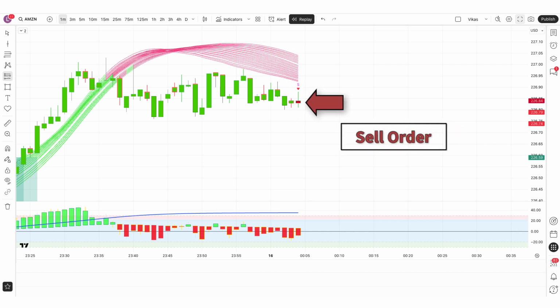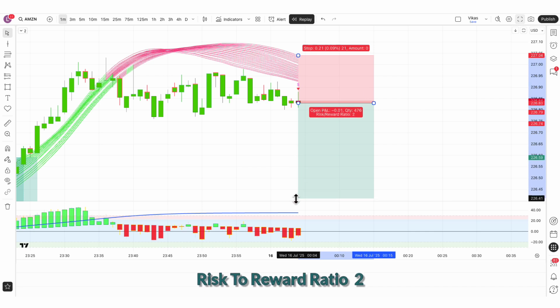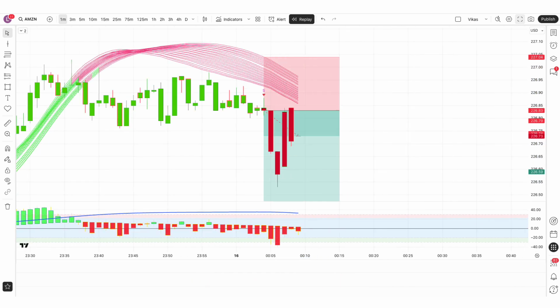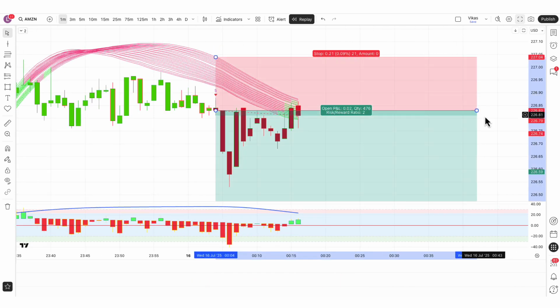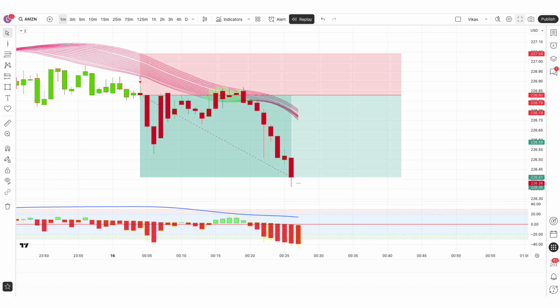If this condition is fulfilled, then we will place a sell order. Our stop loss is to be placed at the previous high of the market, and the risk to reward ratio will be 2. The market has completely hit the target.